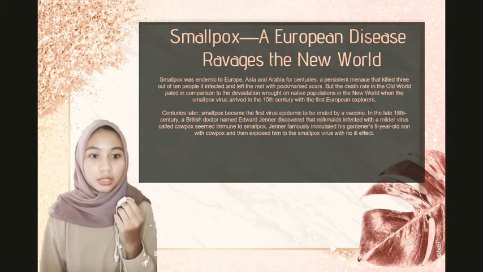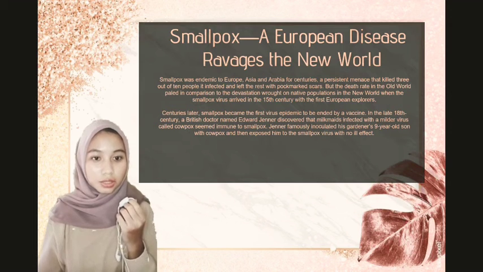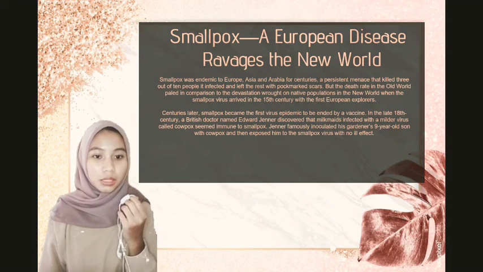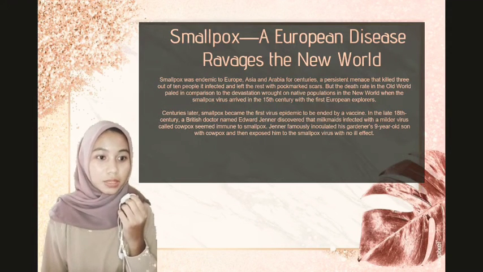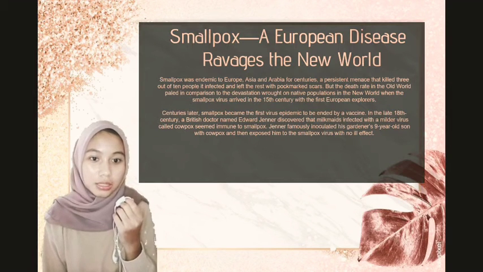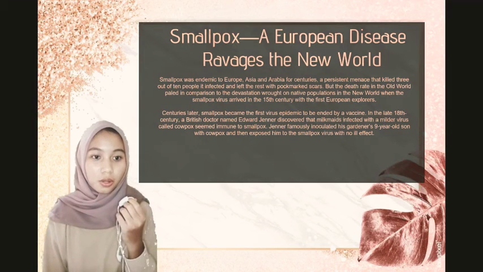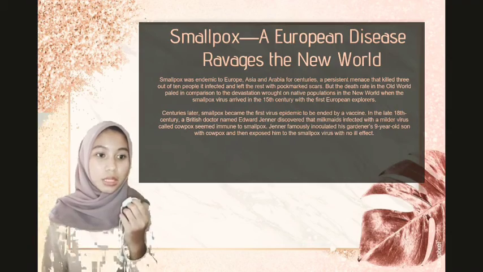Centuries later, smallpox became the first virus epidemic to be ended by a vaccine. In the late 18th century, a British doctor named Edward Jenner discovered that milkmaids infected with a milder virus called cowpox seemed immune to smallpox. Jenner famously inoculated his gardener's 9-year-old son with cowpox and then exposed him to the smallpox virus with no ill effect.